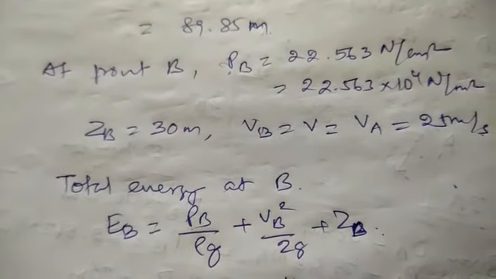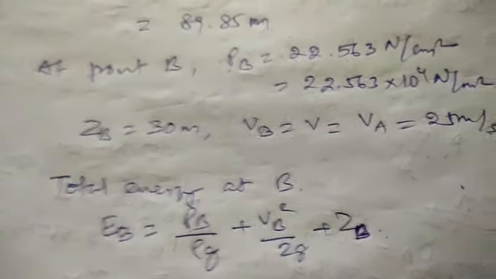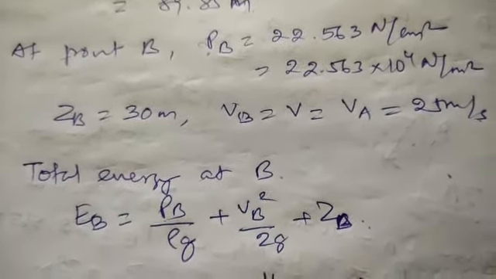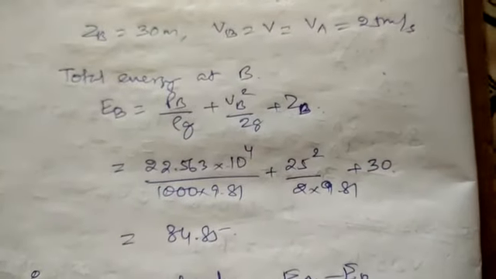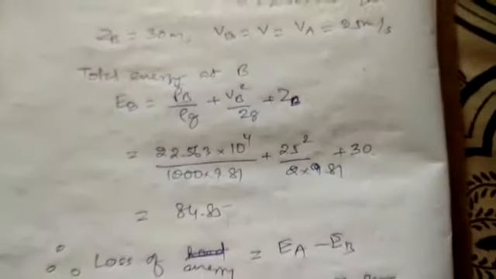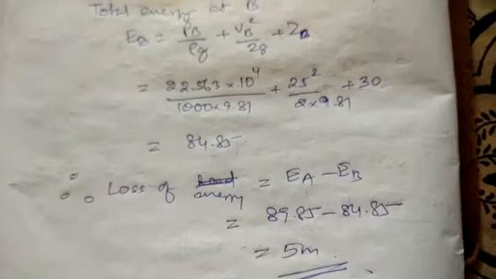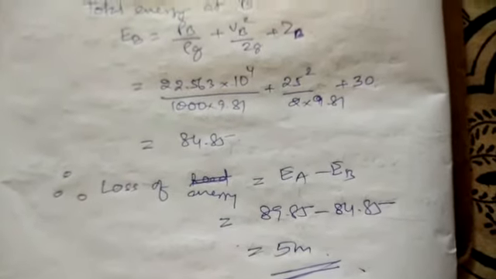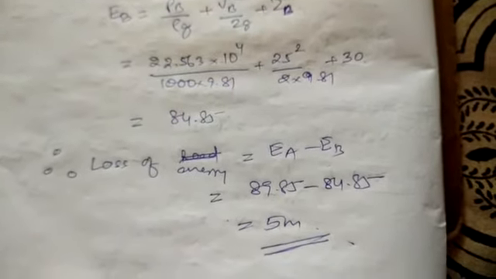Similarly, at section B, PB is given, convert that into SI units. ZB is 30, the distance of section B from the datum. Then VB is equal to V because velocity is uniform throughout. So VB is equal to V is equal to VA, both are the same, equal to 25 meter per second. So total energy at B, from this equation, we get 84.85. Therefore, what is the loss of head? EA minus EB. The total loss of energy between section 1 and section 2, here A and B, that is HL is equal to EA minus EB. EA is 89.85 minus 84.85. The loss of head is 5 meters.